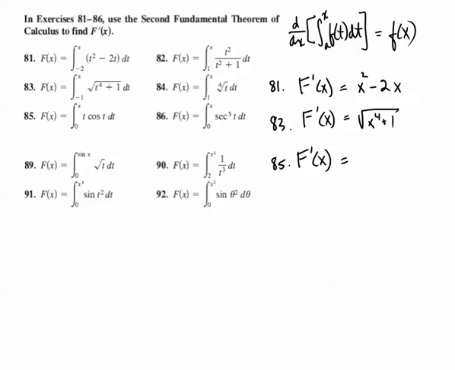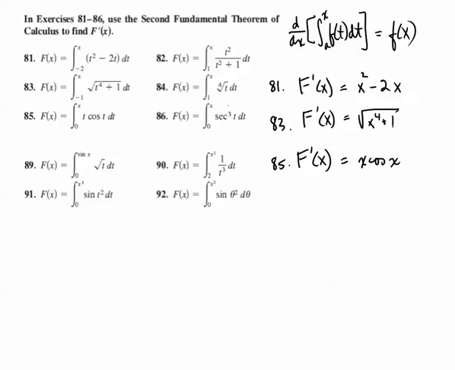Well, how do we find the derivative of an integral defined function? We simply plug that upper limit, that variable, in to the integrand for t, and we're done. So number 85 is simply x times the cosine of x. We don't need a plus c or anything like that.